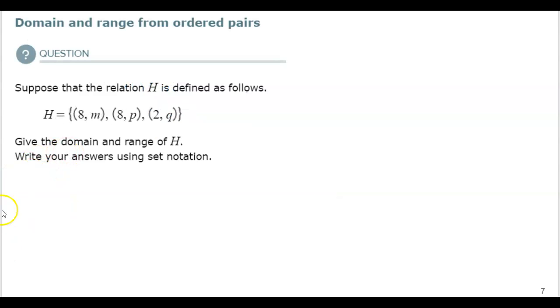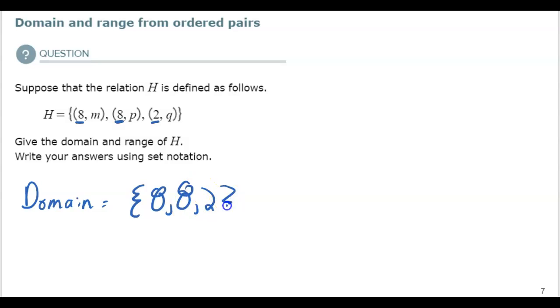So let's go ahead and identify our domain and range using set notation. So I'd have domain. I'm going to do domain as my inputs. So it's going to be 8, 8, 2. Let's do my range as my output, and I'll do that in green.